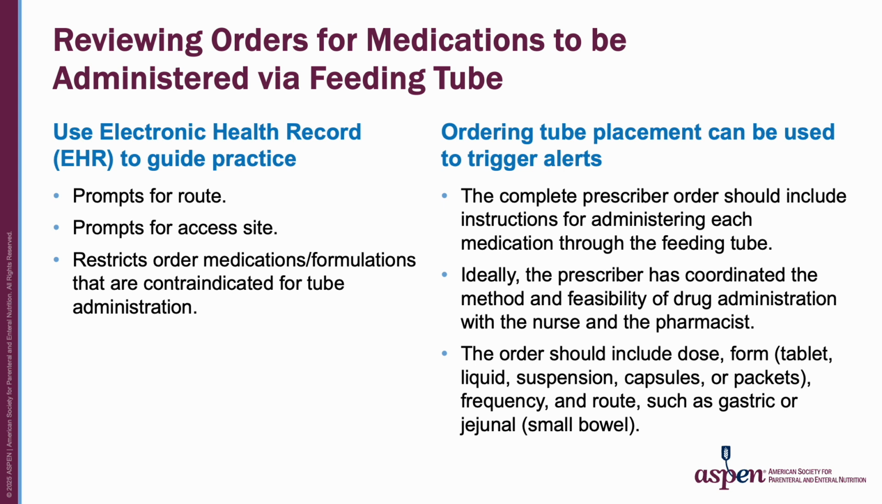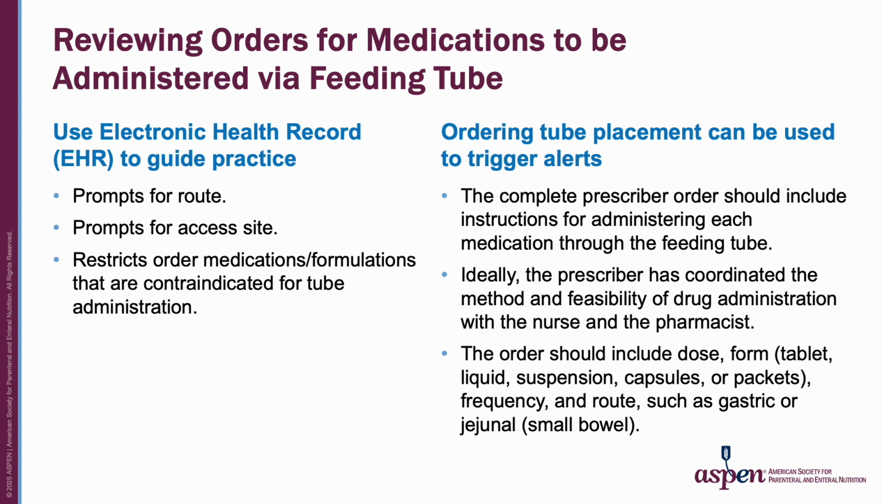Reviewing orders for medications to be administered via feeding tube. Use the electronic health record, or EHR, to guide practice, which prompts for route when enteral medications are prescribed, prompts for access site when enteral tube is selected, restricts being able to order medications or formulations which are contraindicated for tube administration, and ordering tube placement can be used to trigger alerts.